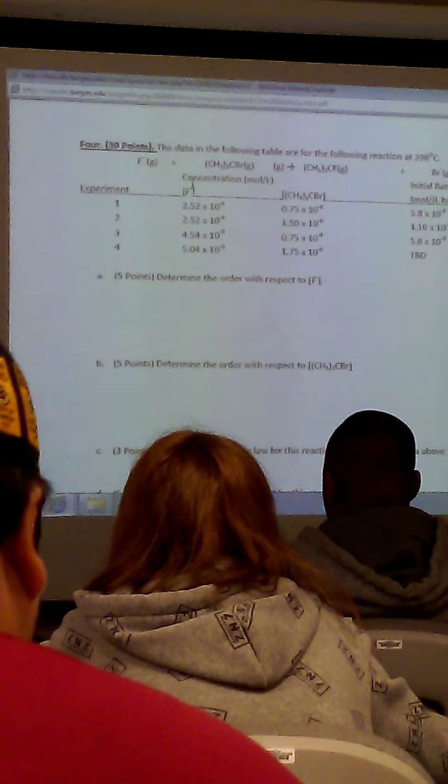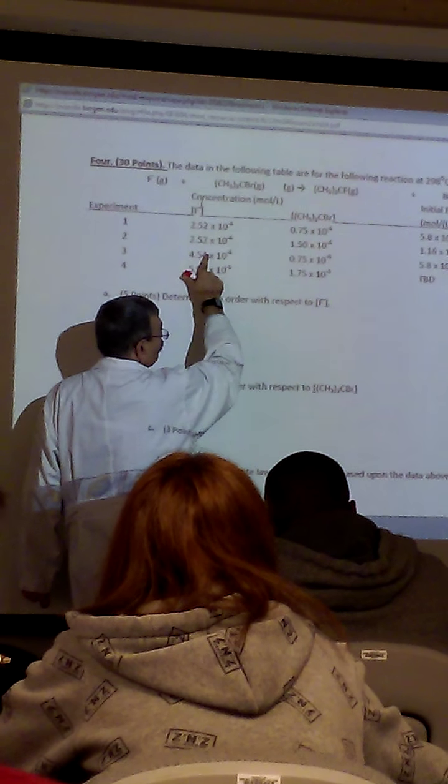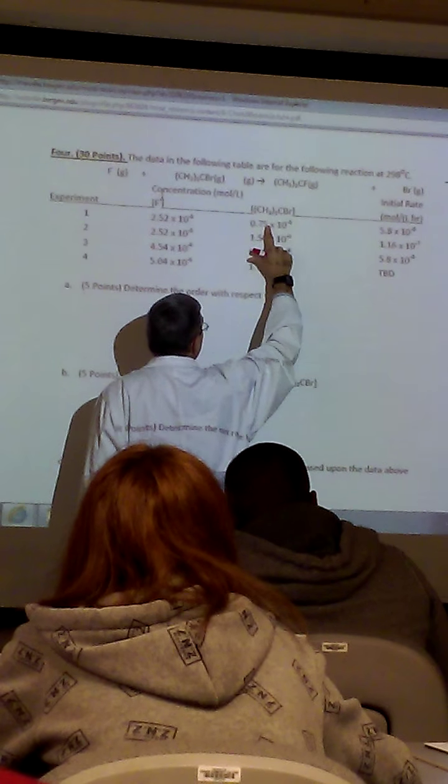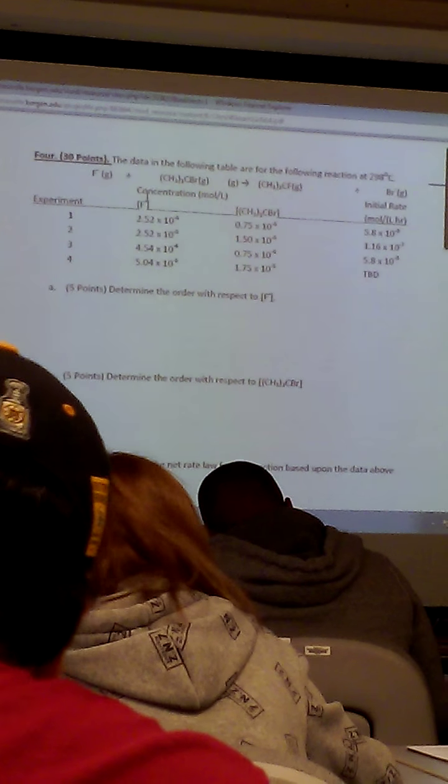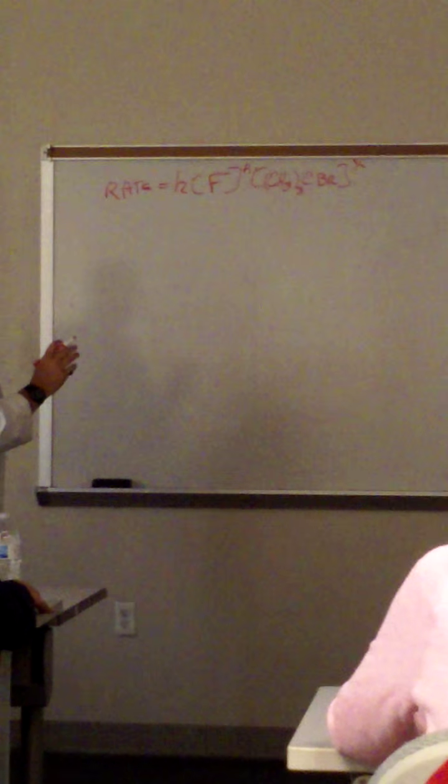Everybody agree? If you're going to find A, then you want to pick two conditions where the concentration of F is changing and the concentration of the alkyl halide is not changing. What are the two conditions? I'm going to check you. Here it's doubling. Here it's not. Good. I'm going to set it up. I already know the answer.